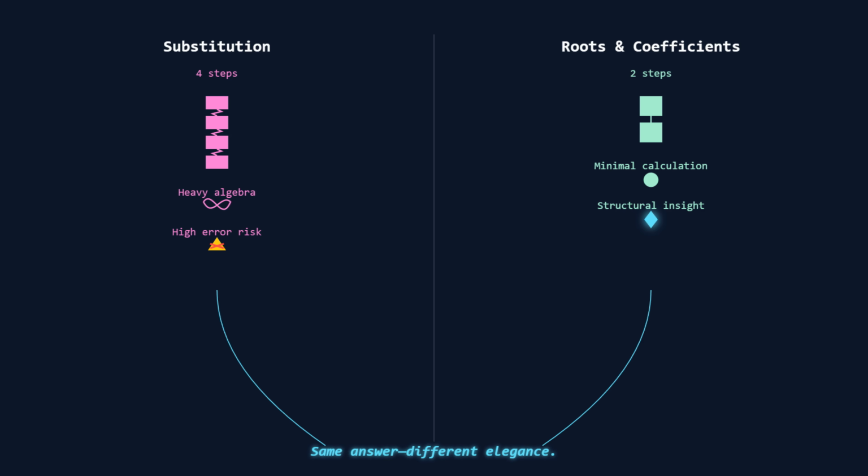Let's compare. Substitution took 4 major steps with lots of algebra and chances for mistakes. The SMART method took just 2 steps, way less calculation, and gave us insight into the structure of the problem. Both get the same answer, but one is clearly more elegant.